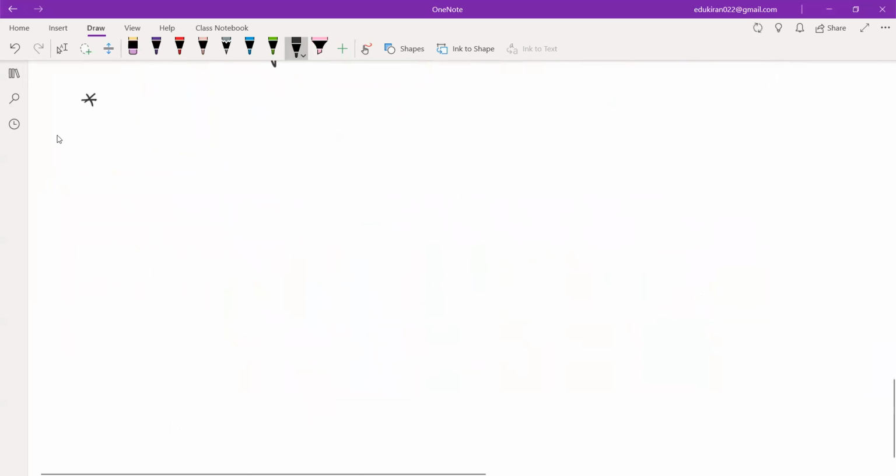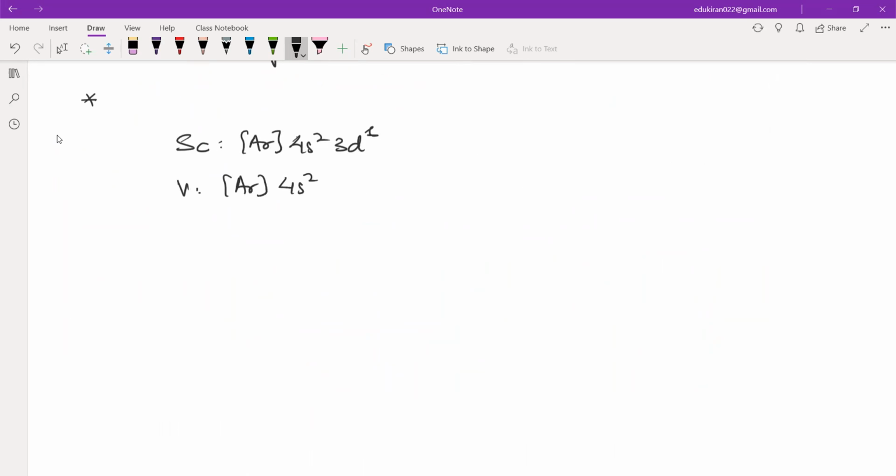What does it mean? In scandium, we have argon 4s2 3d1. And after that, if I look at vanadium, it is going to be argon 4s2 3d2. Since scandium shows +3 oxidation state, it shows that this d1 electron is unstable and can be easily removed. Yes or no? Yes, sir. It can be easily removed.